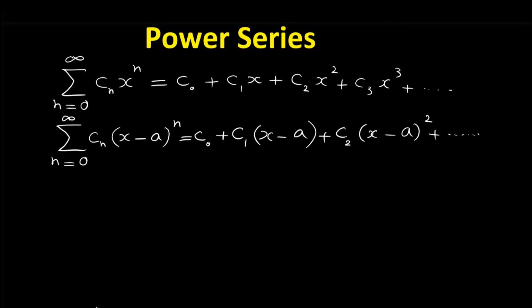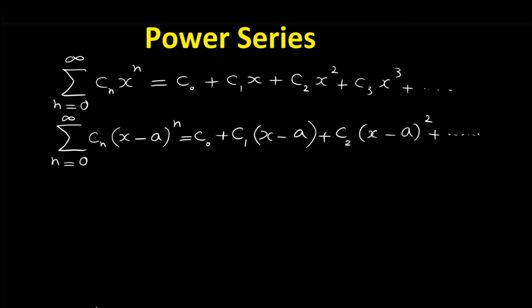This general form of a power series is called a power series in terms of x minus a, because in the terms of this power series, we have x minus a. We call them power series in terms of x minus a, or a power series centered at a, or a power series about a.